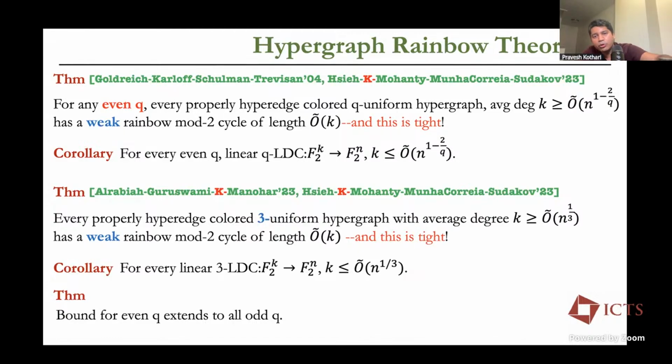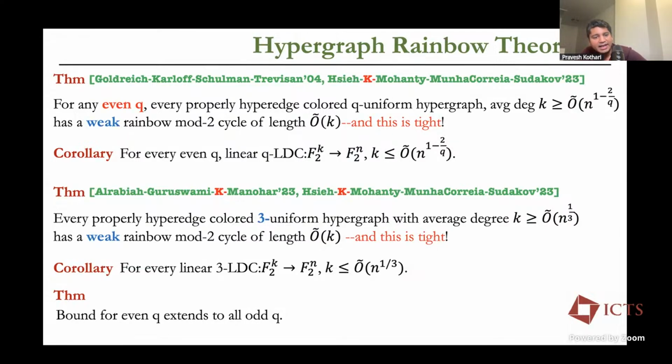And in fact, in both these cases, you can show that the length of this weak rainbow cycle that we are finding is roughly related to the average degree. Okay, this is again similar to what happened in the graph case, and you can show that if you're interested in weak rainbow cycles of this length, about order k length, then this bound is in fact tight. Okay, and so again the corollary is that we get a 3 LDC lower bound, this cubic lower bound I showed before.